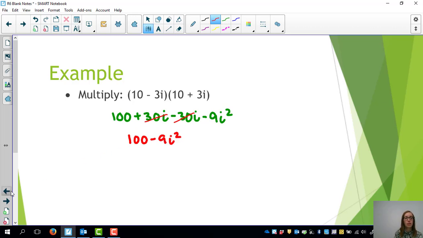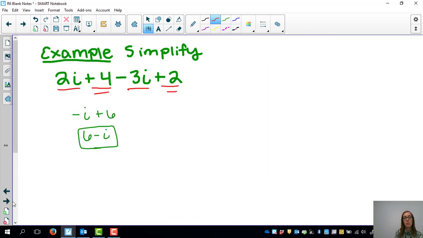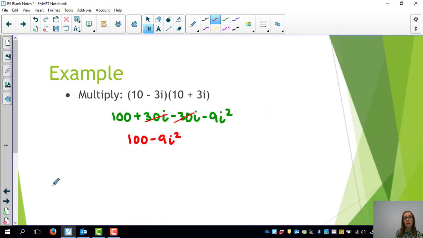If you recall, we said i squared is equal to -1. Anytime we see i squared, we want to replace it with -1 because that means we've actually come up with a real number if we get rid of everything with i. So we're going to replace this i squared here with -1.